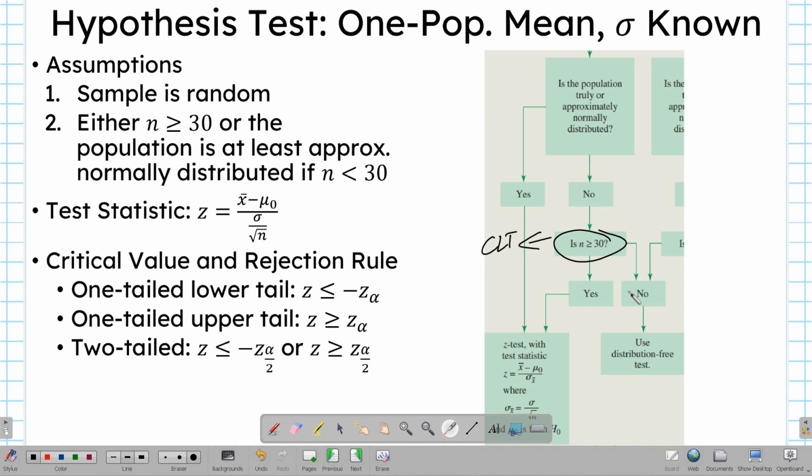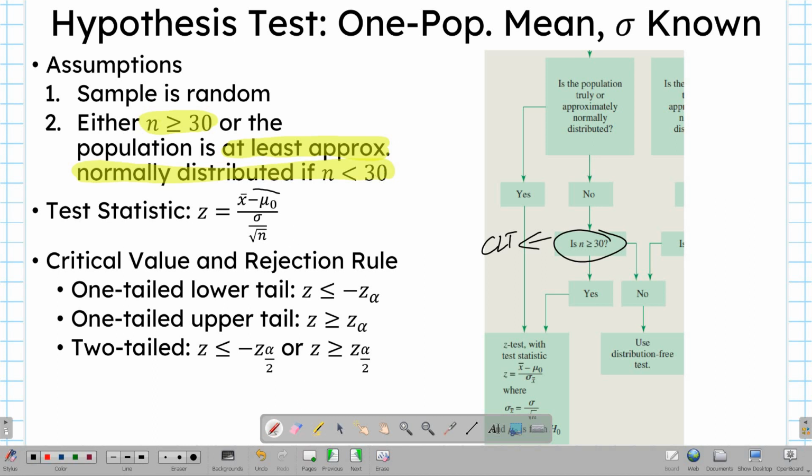So, we have to have the assumptions, rather, that the sample is random and either n is greater than or equal to 30, so it's an either-or situation. Either n is greater than or equal to 30, we're good to go. If it's less than 30, then we have to have that assumption that the population is normally distributed.